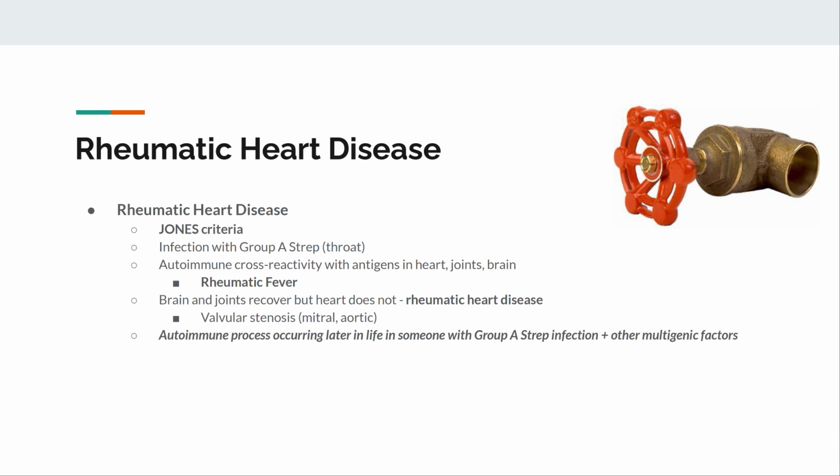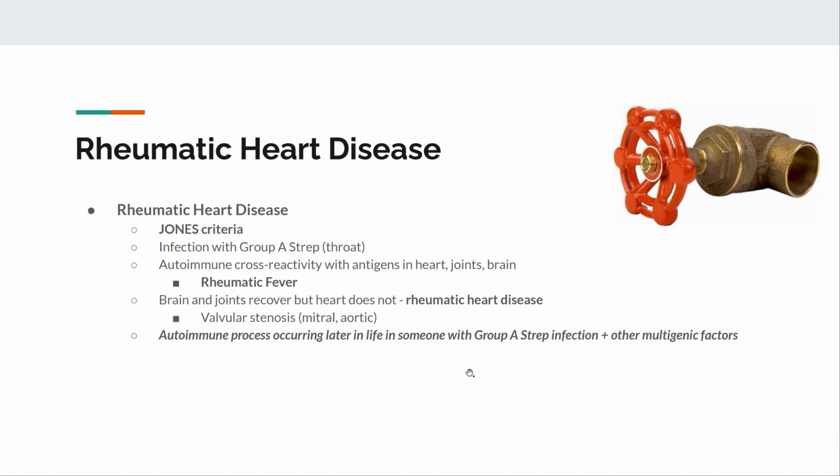So by the time you've got rheumatic fever, you no longer have a bacterial infection going on. It's an autoimmune process. Okay, that's rheumatic fever. And then the brain and the joints heal, but the heart does not. The damage left over on the heart, especially the heart valves, mitral and aortic, that's called rheumatic heart disease. So it's an autoimmune process occurring later in life in someone who had group A strep infection and other factors. But it's not actually an acute infection.